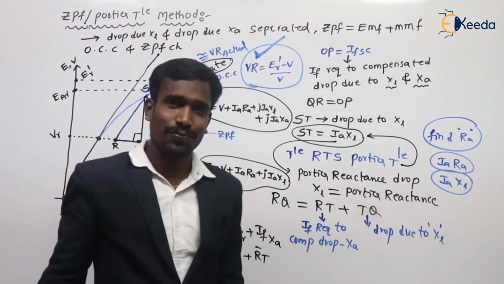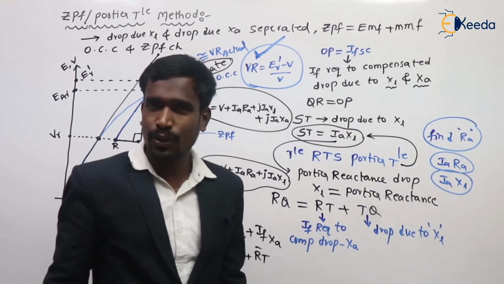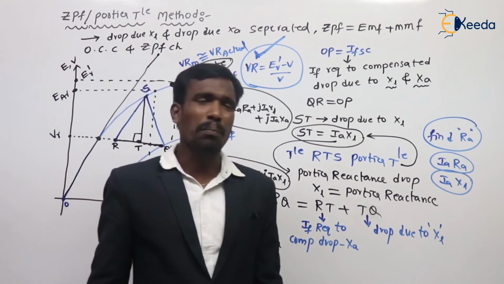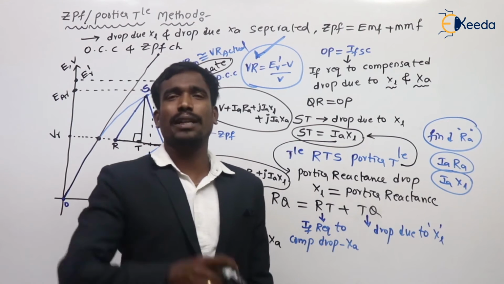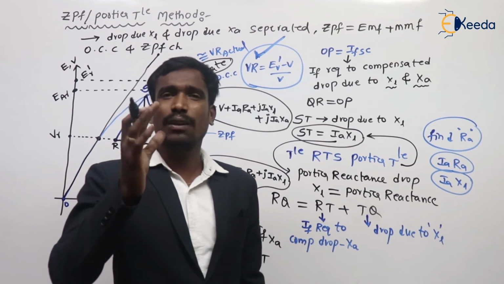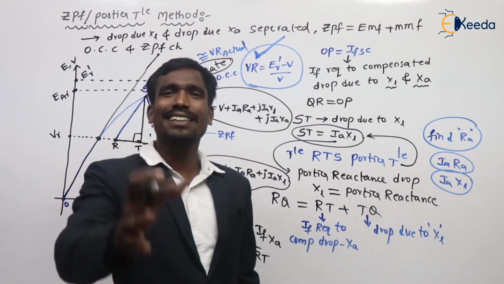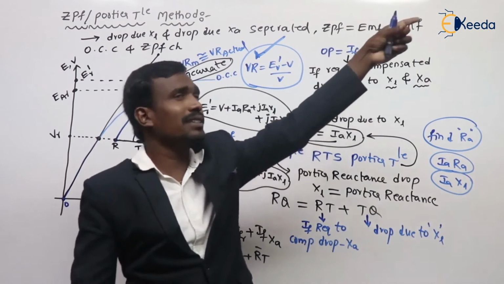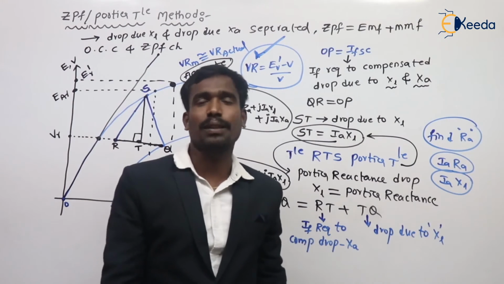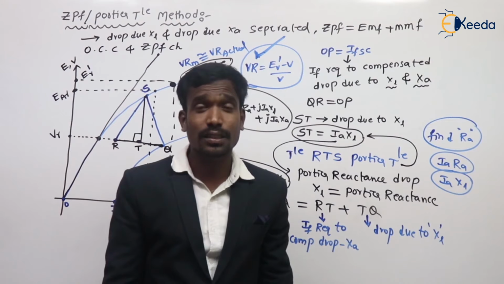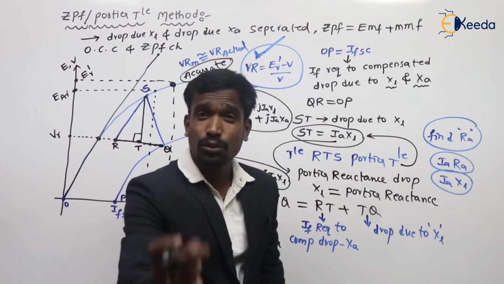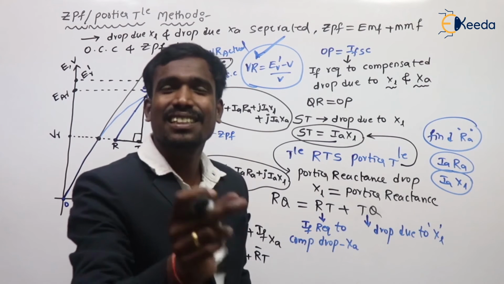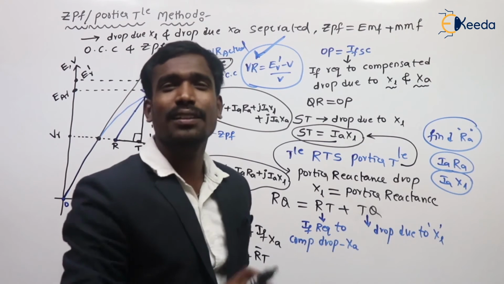Listen. Clear up to now? This has maximum advantages. Many advantages, and it is accurate. Whatever we measured, there is clarity on the drop due to XL and XA. That's why the ZPF method is equal to the EMF method plus the MMF method. But here also there is a small negligence, so a small error is there.